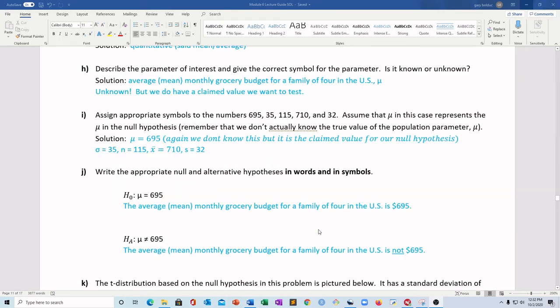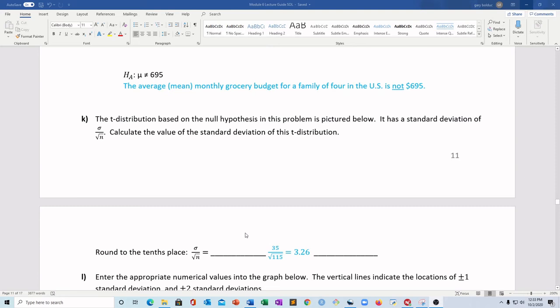Okay, let's write out the hypotheses. So our null hypothesis is that the online resource is correct and the average monthly grocery budget is $695. So we're saying, okay, we believe you, online source. The alternative is, no, I don't believe you, online source. The average is not $695. And I don't know if it's bigger in my area or smaller, so I'm just looking for evidence that it's not $695.